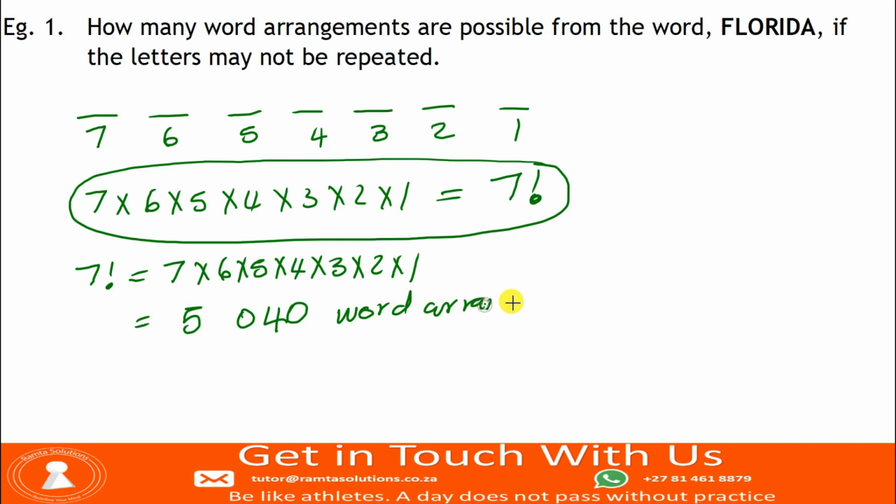Sometimes I like telling students that when they say how many word arrangements are possible from the word, but I will teach you this one later. The permutations nPr and nCr, I will show you later. So for now, I will leave it here. So this is how you answer the question using factorial notation. Perfect.